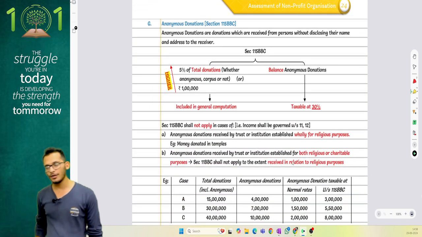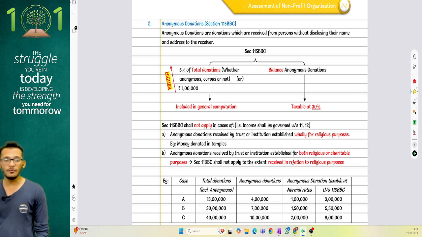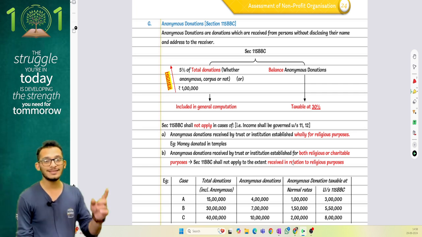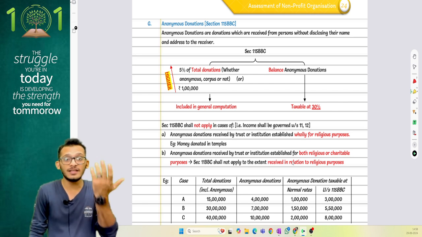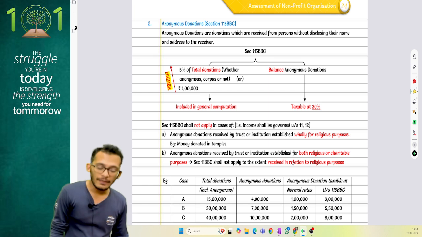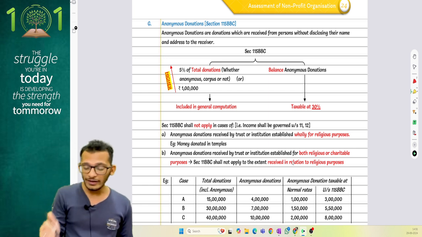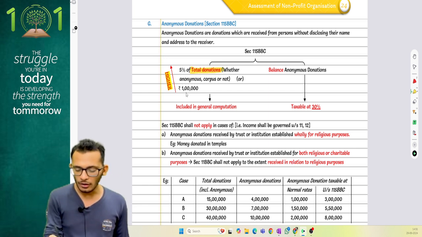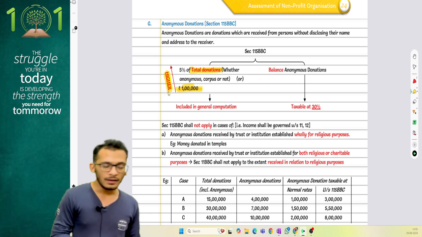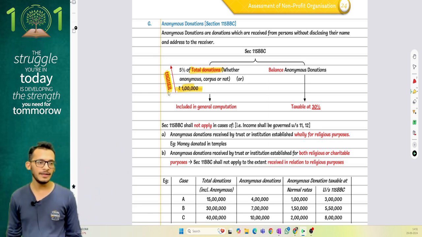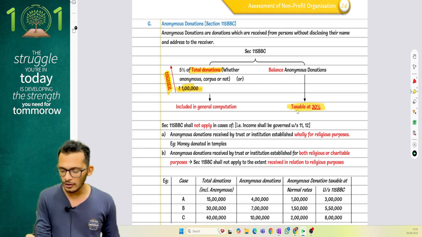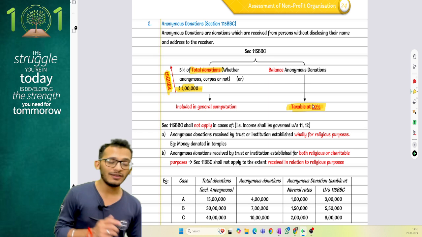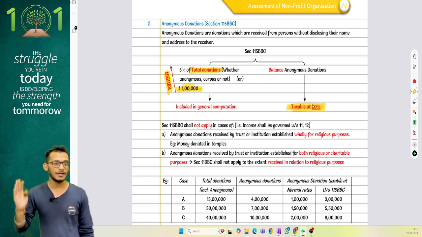Yes. Next comes your anonymous donation. Income tax says if you are going to be receiving any kind of donations, it is technically taxable as receipt. But if you are receiving donations, the source of which is unknown, in that case income tax says only 5% of the total donations or 1 lakh rupees, whichever is higher, will be treated as a normal donation. Any excess money which you receive will be called an anonymous donation, which will be taxable at a flat rate of 30% without allowing any kind of expenses.